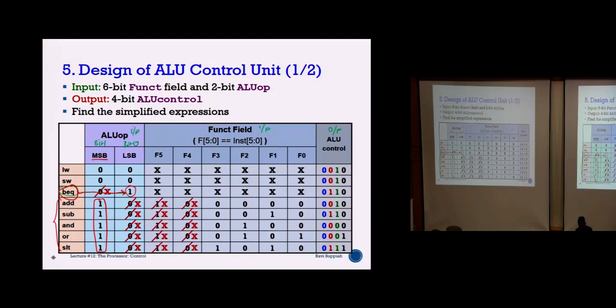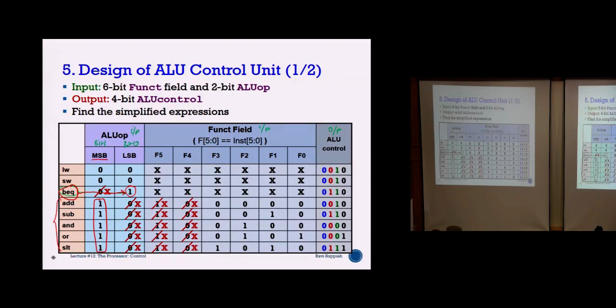And what else do you see? You can also see that my function field bit 5 and bit 4 is always 1 and 0. It's always consistent, correct? For all the different types of instruction that I'm supporting. Okay, which means I do not need to look at it.